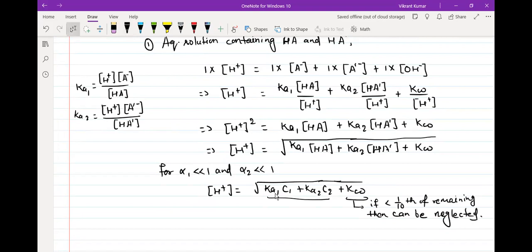Is it okay? Can you apply the same charge balance method for an aqueous solution containing H3PO4? Can you apply this? Try and tell me. And relate the concentrations. Just like what I have written here, try to get the expression like this.